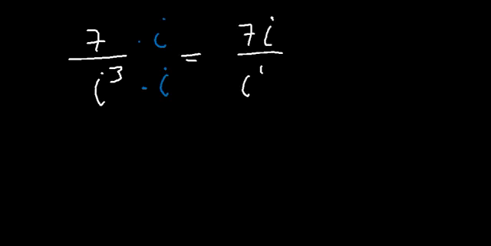So let's say if you have 7 over i to the third. What you want to do is multiply top and bottom by i. You want to get rid of any imaginary numbers in the bottom. So you get 7i over i to the fourth. Now i to the fourth, we know it's 1, so this is 7i over 1, which is simply 7i.